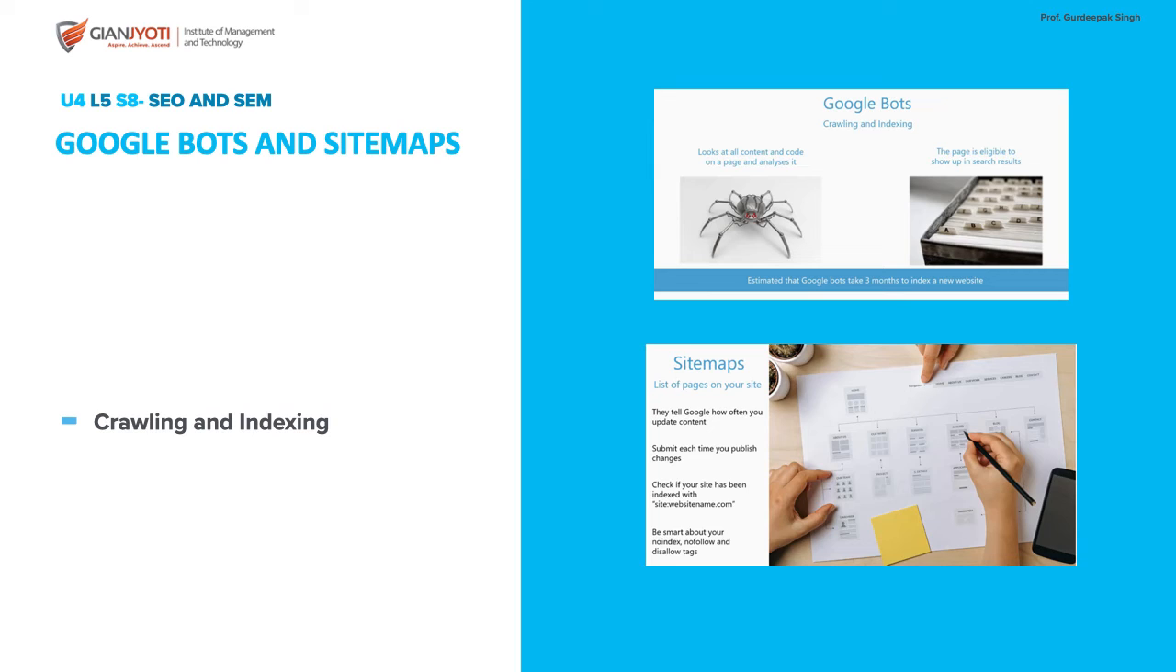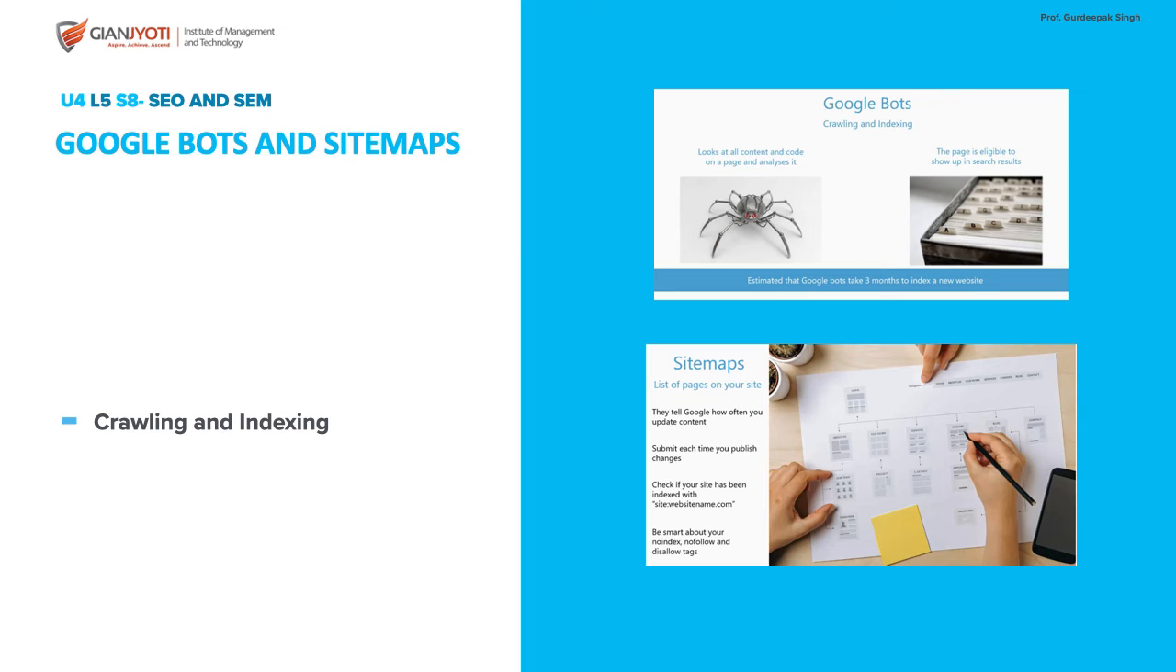Now, how the bots work, what they do is, firstly, the protocol is that when you are creating your website, you have to create the sitemaps. It's like a directory system. So it is a sitemap, a list of pages on your site. If you don't have a sitemap, then bots are not going to look at that, and your website is not indexed and will not be shown in the Google search results. The sitemap tells Google how often you update the content. So from there, the bots crawl and they keep on doing that.